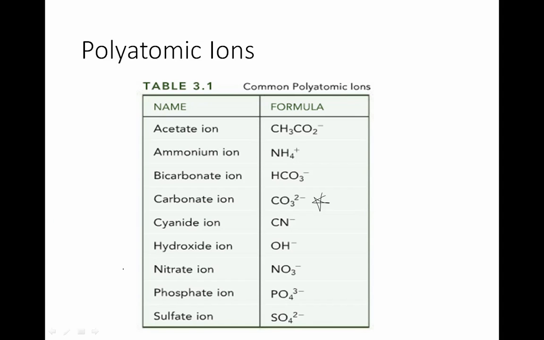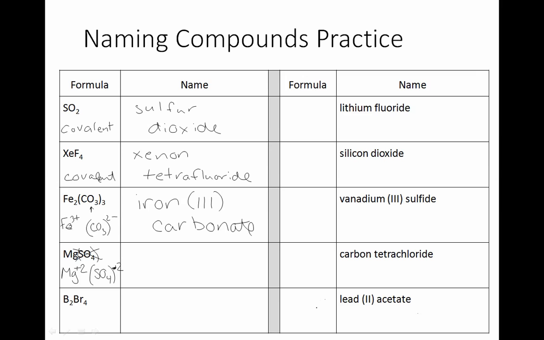Is that true down here? Sulfate ion, SO4 2 minus? You got it. That's exactly right. So in naming this, it's magnesium. Do we have to put a Roman numeral? Nope. It's a type 1. And then sulfate. Good. Okay, now what about boron mixed with bromine?